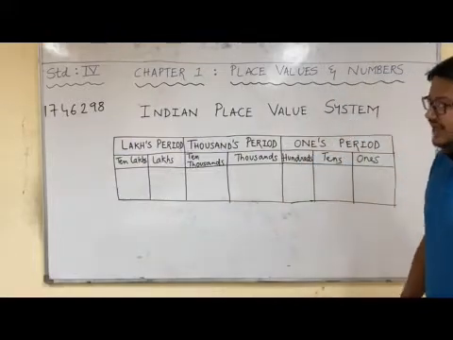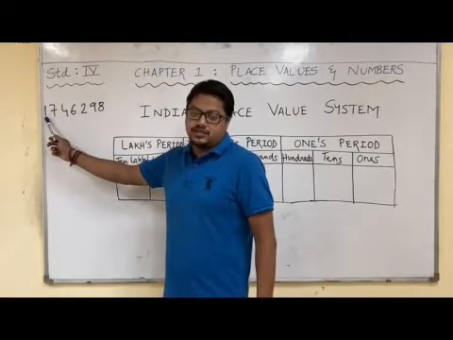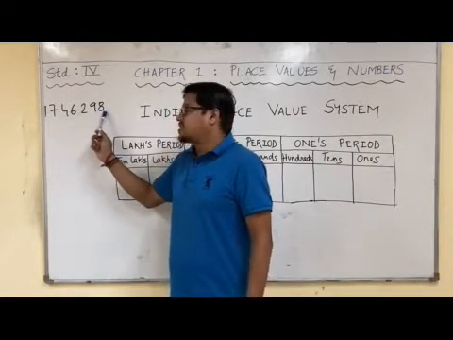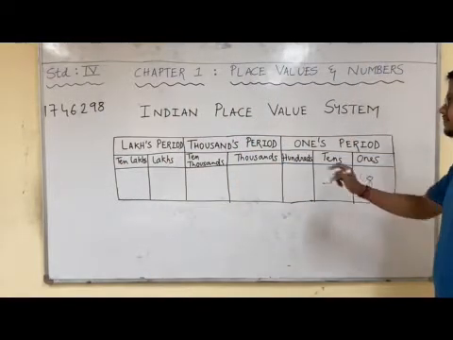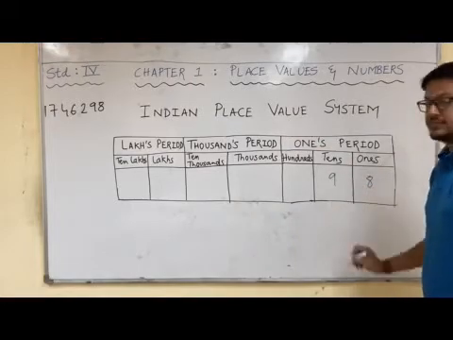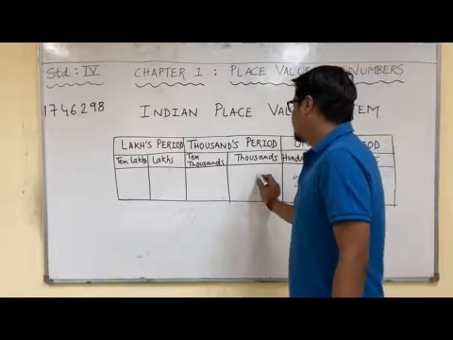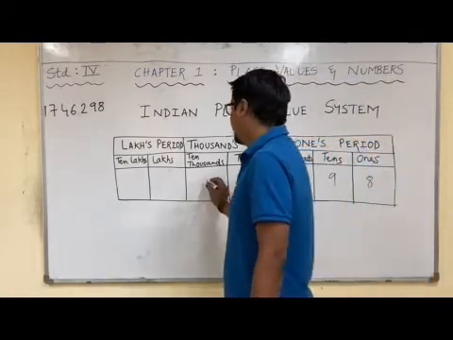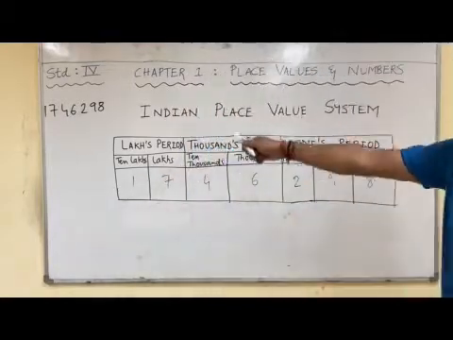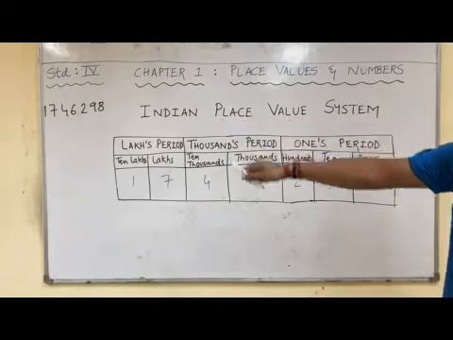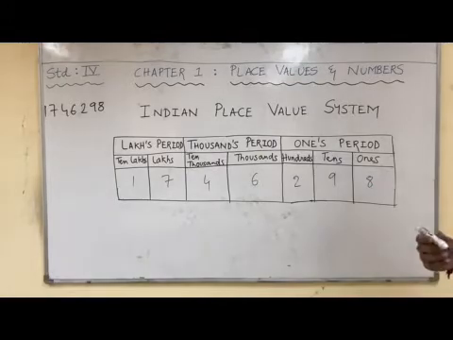Now there is a method to start writing the number. Never start writing the numbers from the beginning, because it may give you an error at the end. Always start writing the numbers from the back. So see what I am doing: 8, 9, 2, 6, 4, 1, 7. Correct? So you can see the question that I gave, 1746298, is represented in the form of the Indian place value chart.